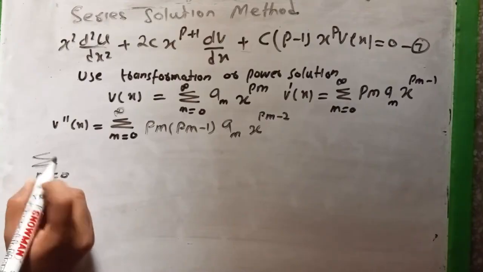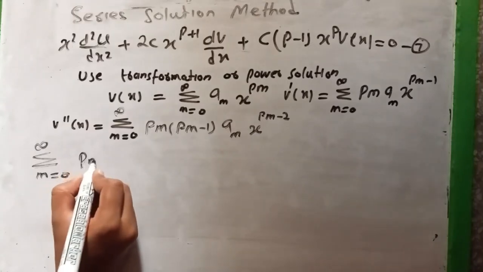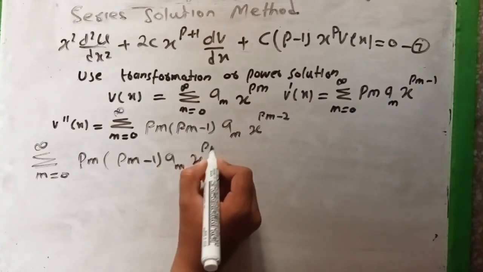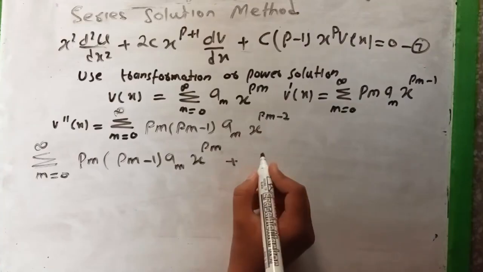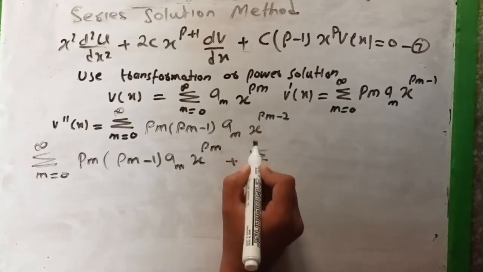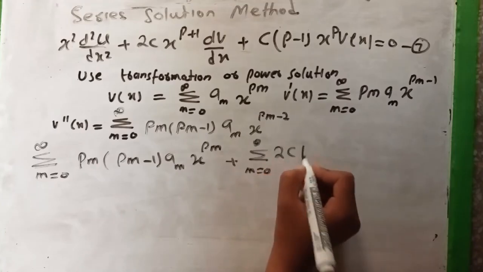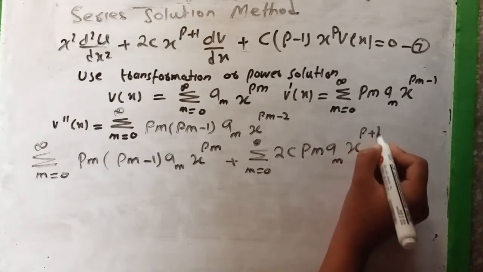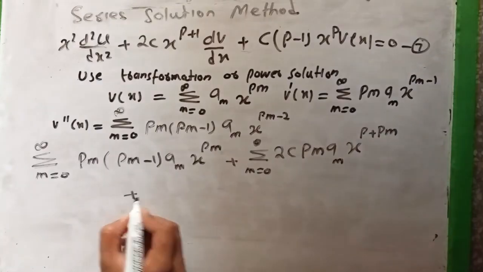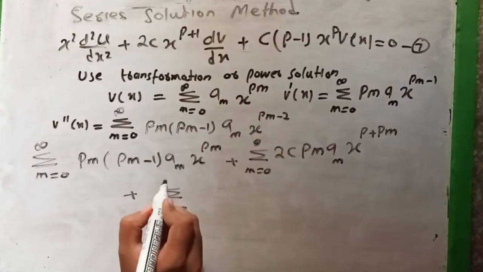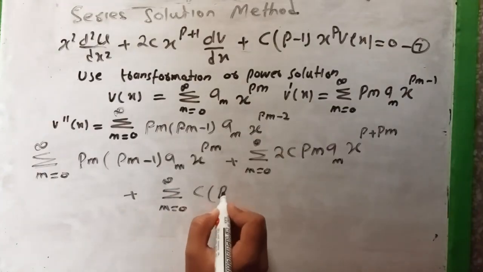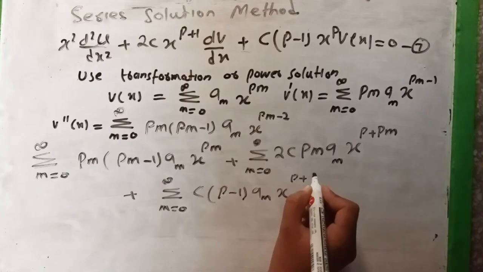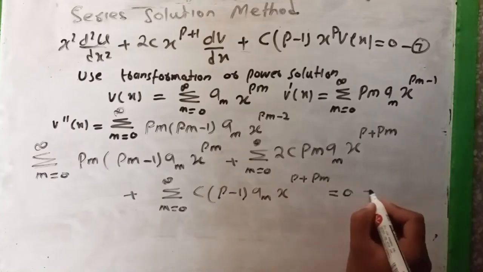summation m is equal to 0 to infinity pm multiplied by pm minus 1 am x raised to power pm plus summation m is equal to 0 to infinity 2c pm am x raised to power p plus pm plus summation m is equal to 0 to infinity c multiplied by p minus 1 am x raised to power p plus pm is equal to 0. This is equation number 8.